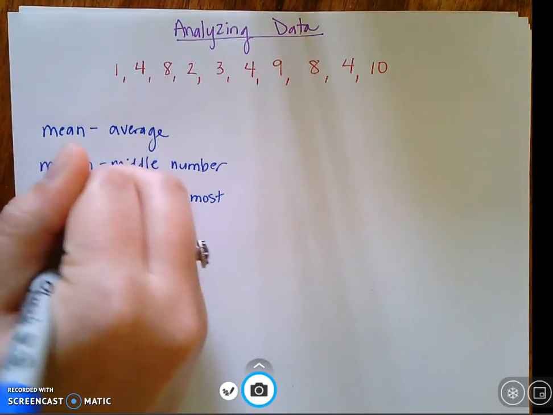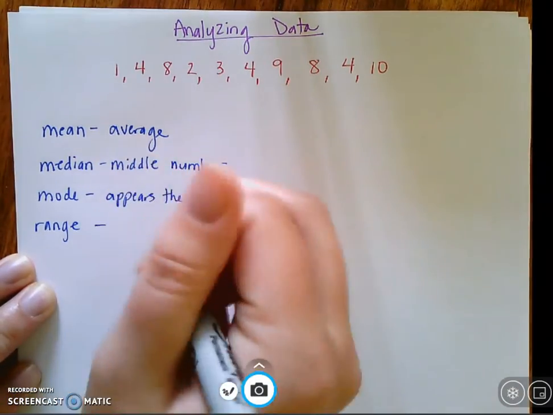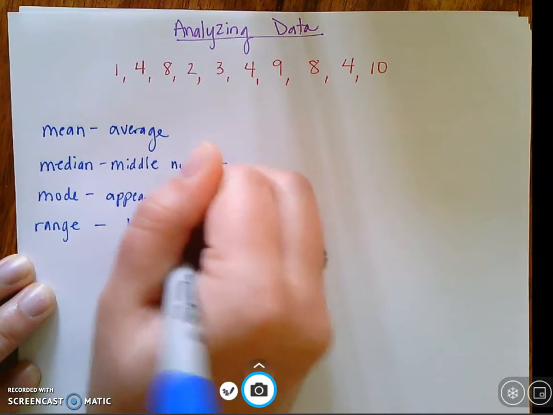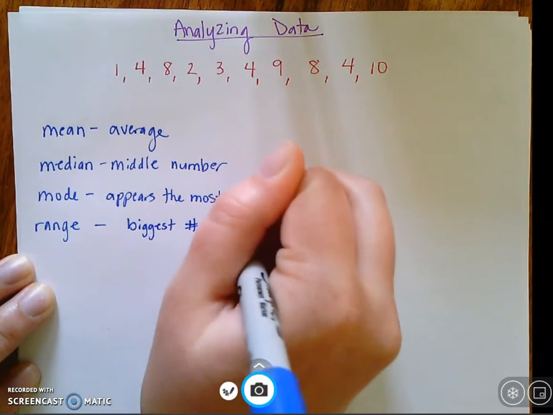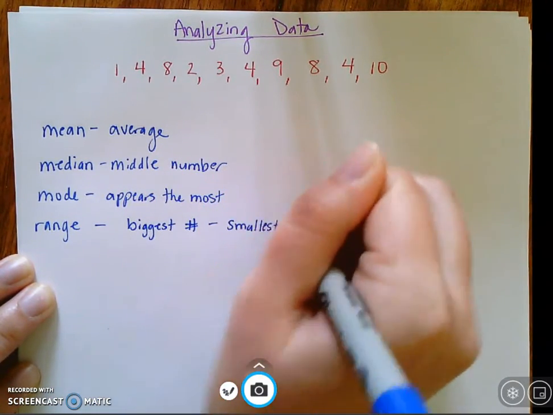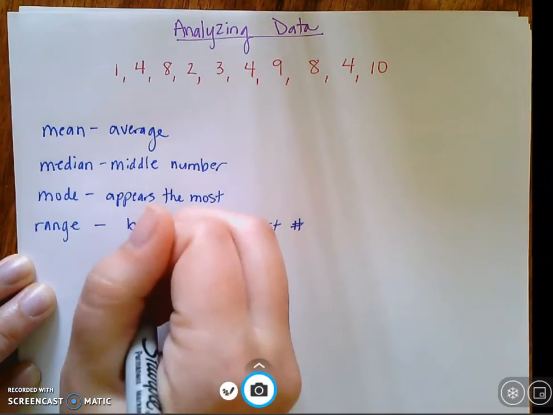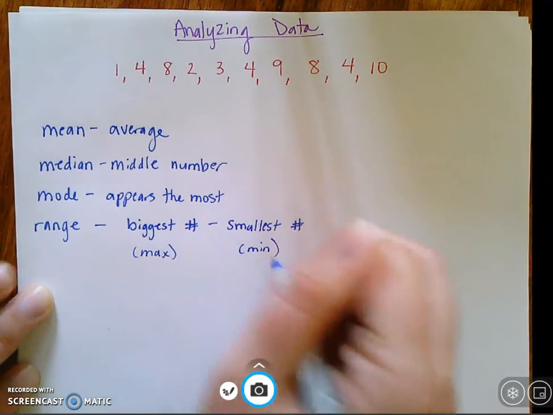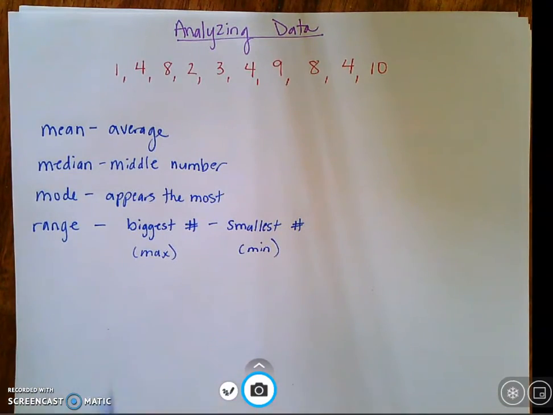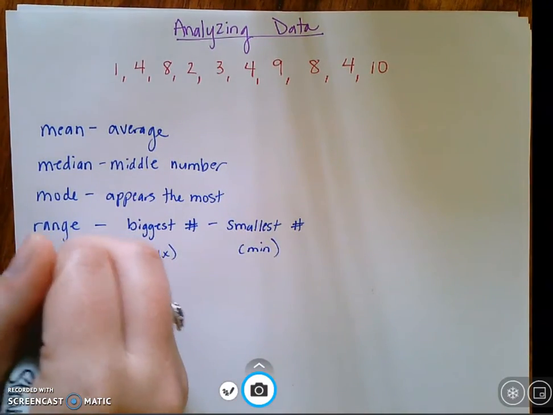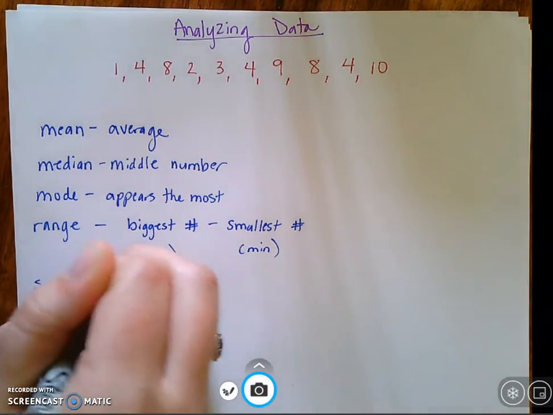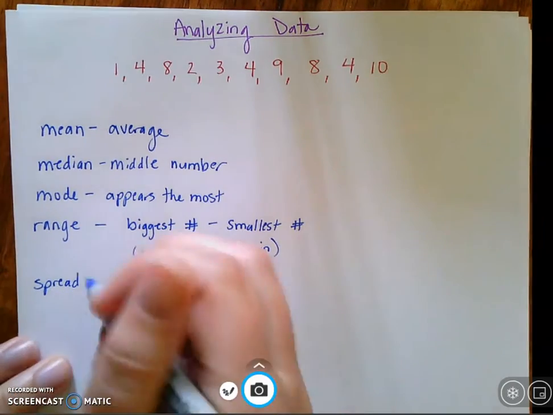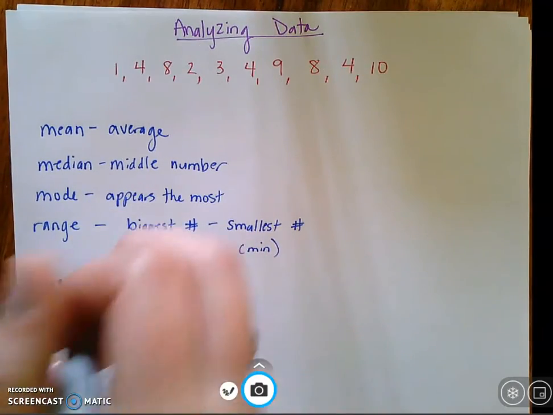Range is your biggest number minus your smallest number. Sometimes this is called your max, like your maximum, and this is called your min. We also have spread, and that is just your max to your min. You don't actually subtract them. You just list the minimum to the maximum.